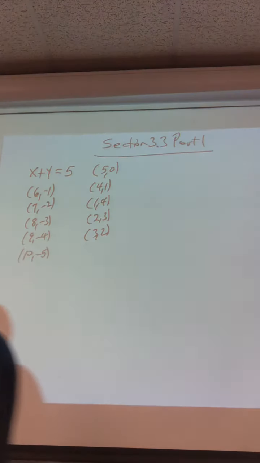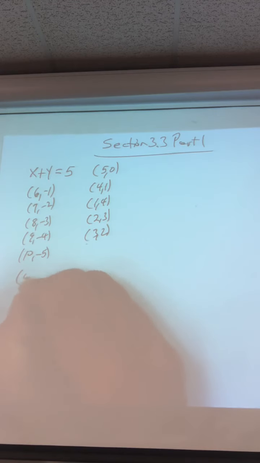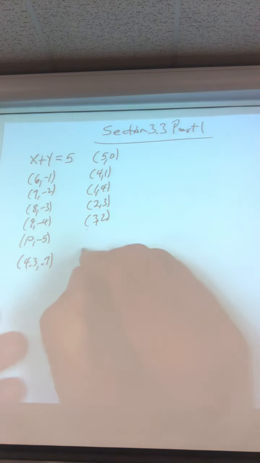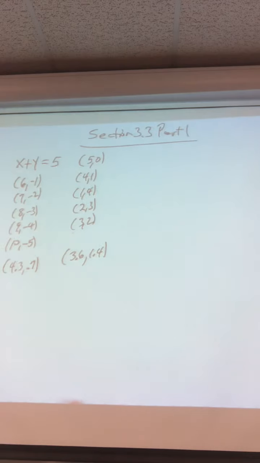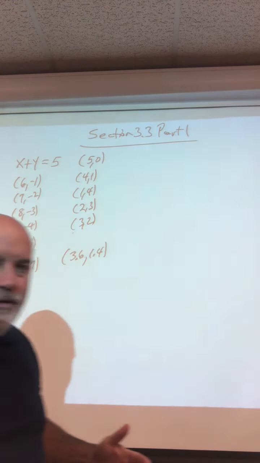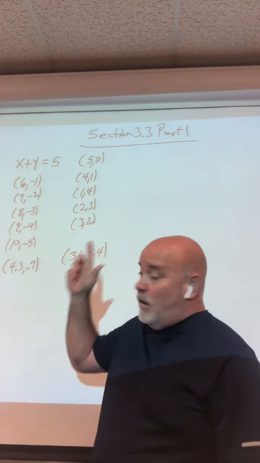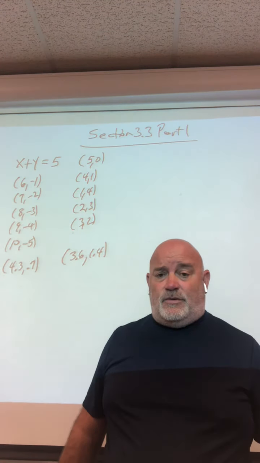Now, let me show you just a couple of others, because I don't want you to think that it has to be whole numbers. 4.3 and 0.7. 3.6 and 1.4. If you add those together, you get 5. So see, it's not just whole numbers. There are all kinds of decimals and fractions that, if you add them together, will also give you 5. So this problem right here has millions of answers.